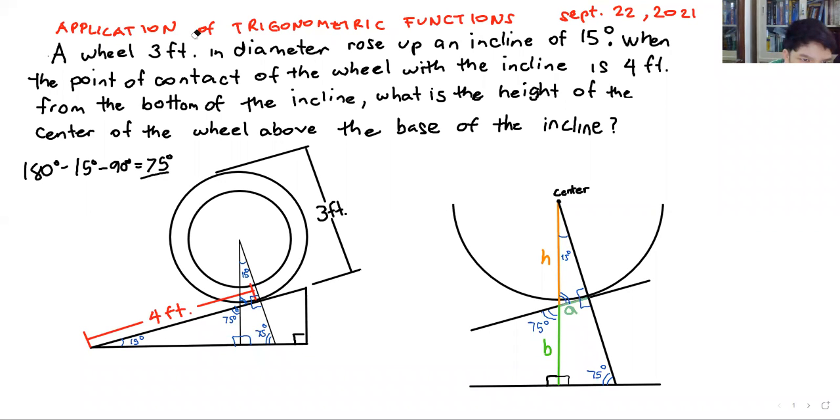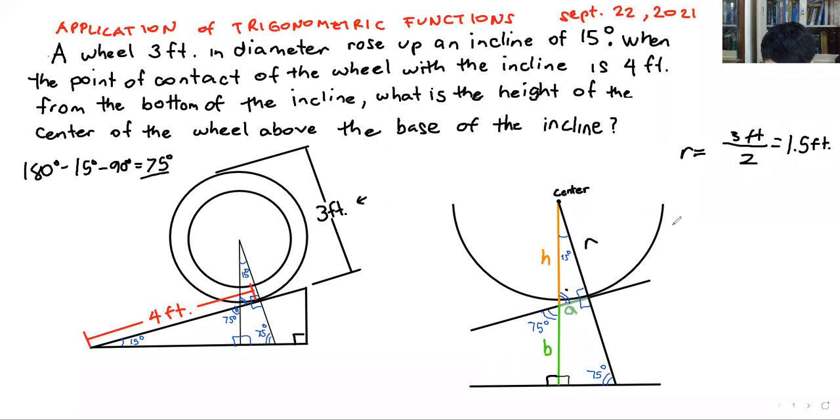The sine of this 75 degrees is opposite over hypotenuse. So it means it is this side over h. Let's say we set this side to r because it's the radius. It falls from the center to the tangent line on the surface of the circle. So the radius equals the diameter, which is 3 feet, over 2, that equals 1.5 feet.